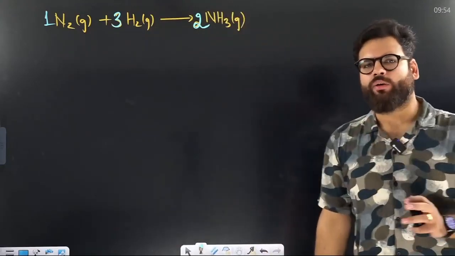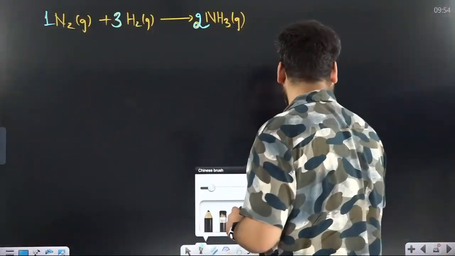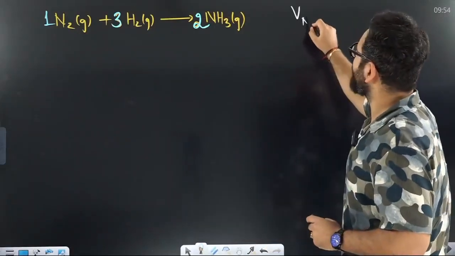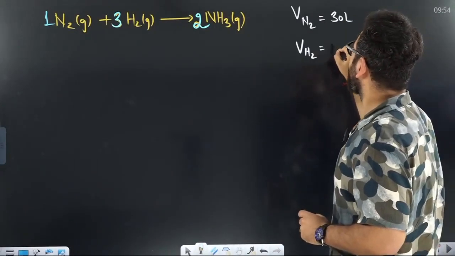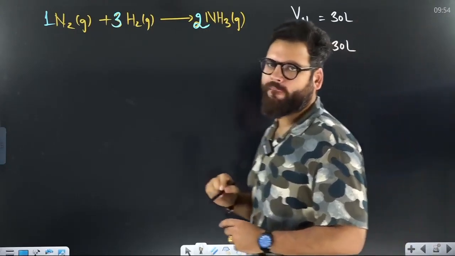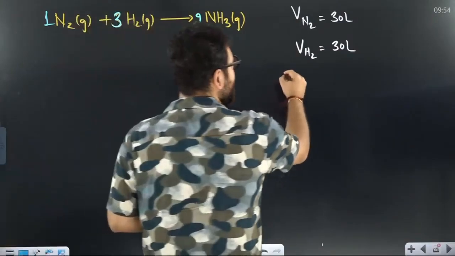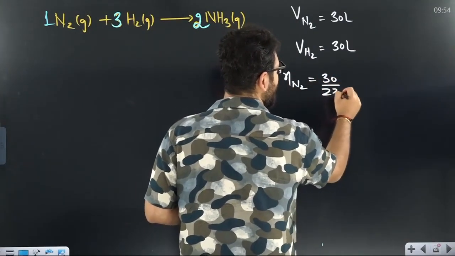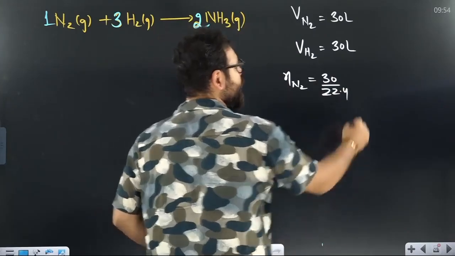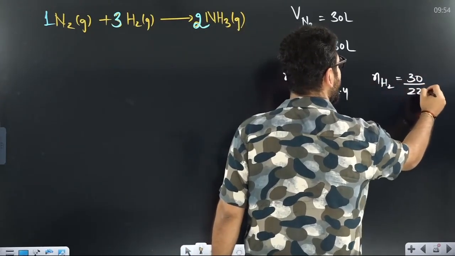Okay. Now, what is given to us? Volume is given. 30 liter of each. Volume of nitrogen is given, 30 liter. Volume of hydrogen is given, 30 liter. Now, from volume we can find the moles. Moles of nitrogen, we know the formula, it is volume by 22.4. Moles of hydrogen is also volume by 22.4.